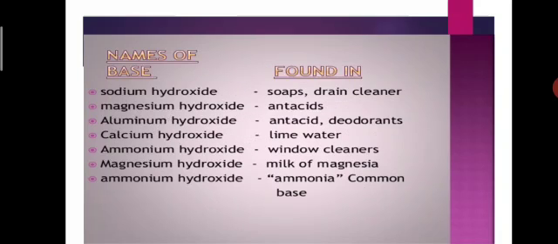Now the names of the bases and where they are found. In soaps or drain cleaner, sodium hydroxide is present. In antacids, magnesium hydroxide is present. In antacid deodorants, aluminum hydroxide. In lime water, calcium hydroxide. In window cleaner, ammonium hydroxide. In milk of magnesia, magnesium hydroxide. In ammonia, the common base is ammonium hydroxide. So these are the bases found in these types of substances.